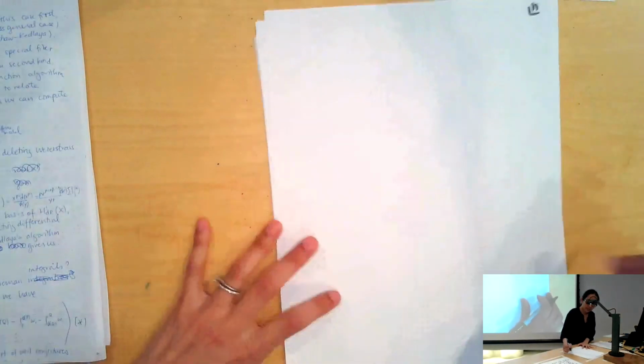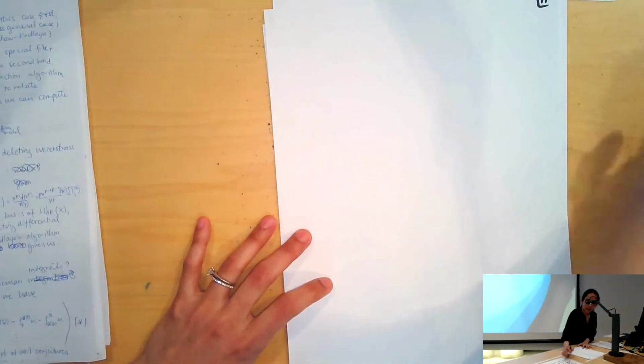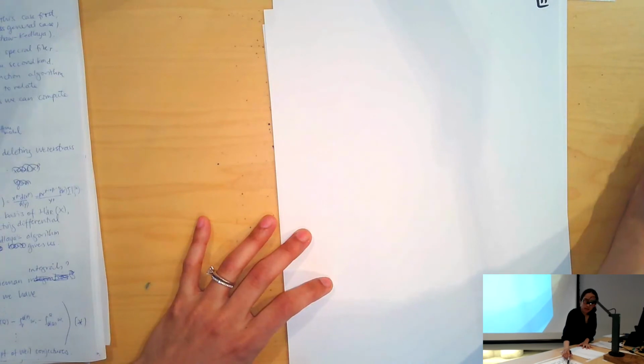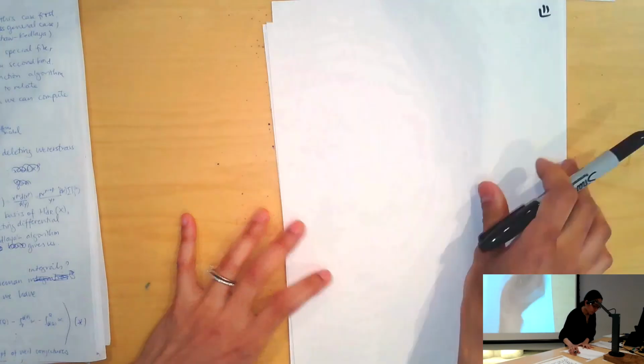Okay, so one key step in this is the computation of the action of Frobenius on one of these basis differentials omega_i using Kedlaya's algorithm. So let me just briefly sketch that.